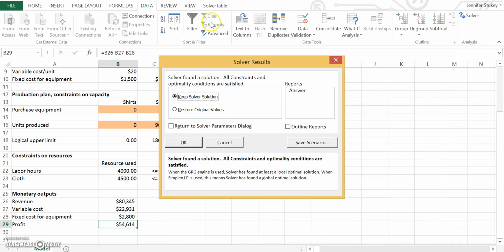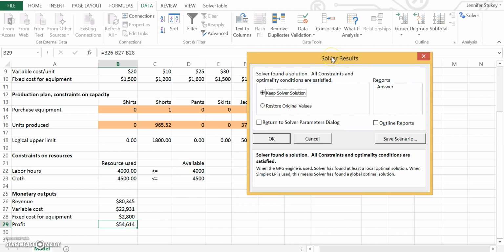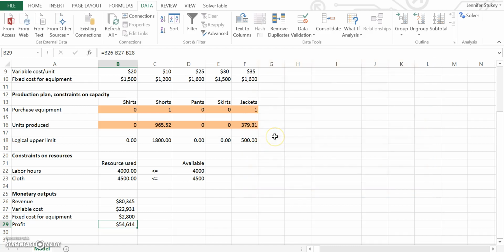And this is indicating that our profit is going to be $54,614. So you are going to buy the equipment to produce shorts and jackets. You are not going to buy the equipment to produce shirts, pants, or skirts. You are going to produce 965.52 pairs of shorts and 379.31 jackets.